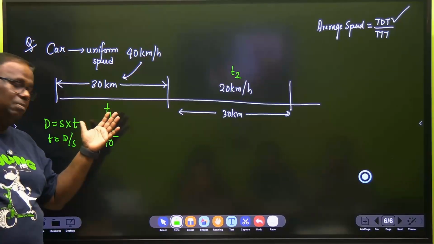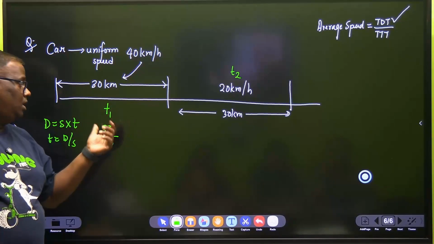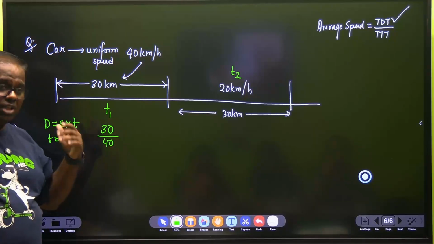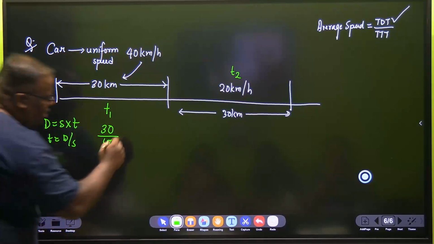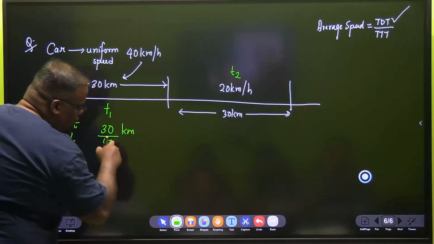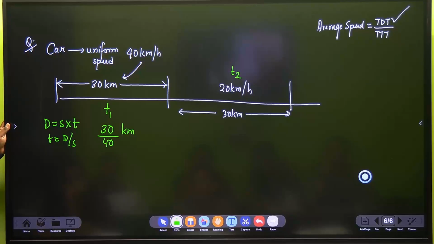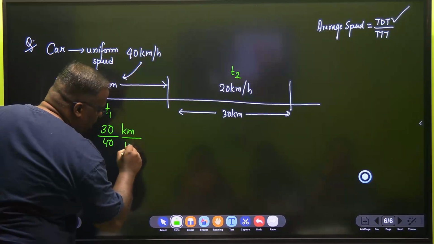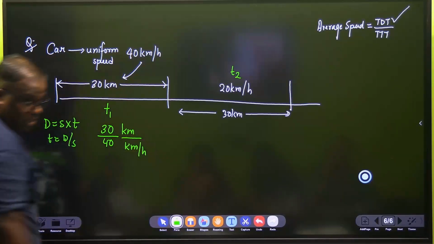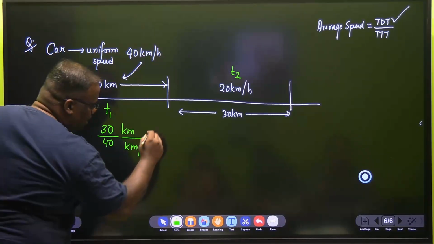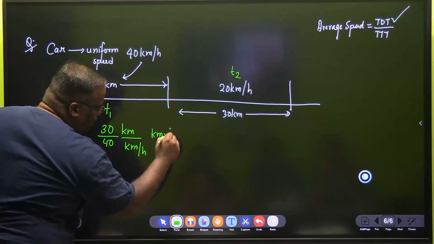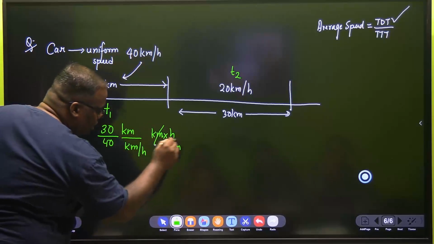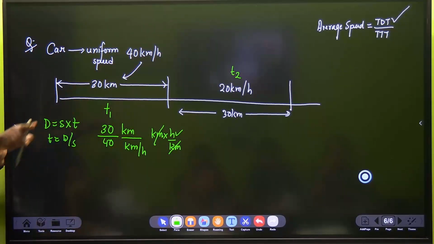Wait, Rishika, don't write yet, just look at me. What are you trying to find out? Time. Is your expression correct or not? What was the unit of 30? Kilometers. What is the unit of 40? Kilometer per hour. Means kilometer is being divided by kilometer per hour. Do you agree? That means it is something like kilometer being multiplied by hour by kilometer. Agreed? Kilometer cancels. I am getting hour, which is a unit of time.